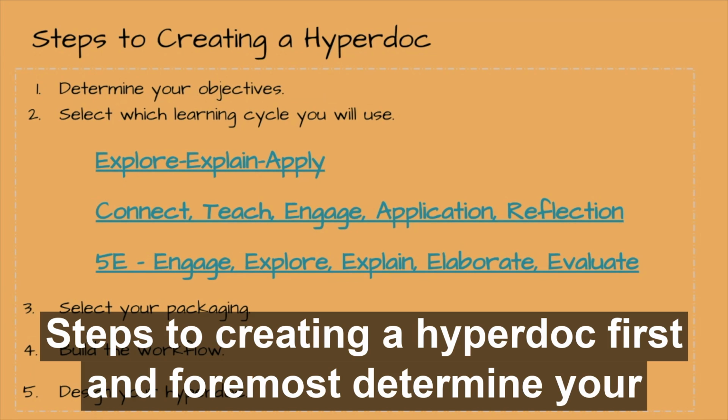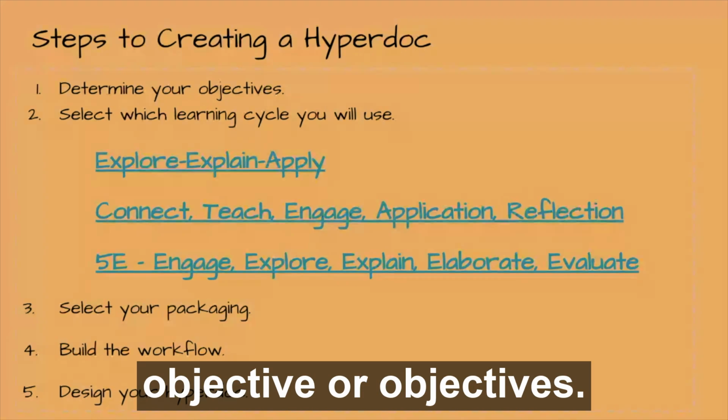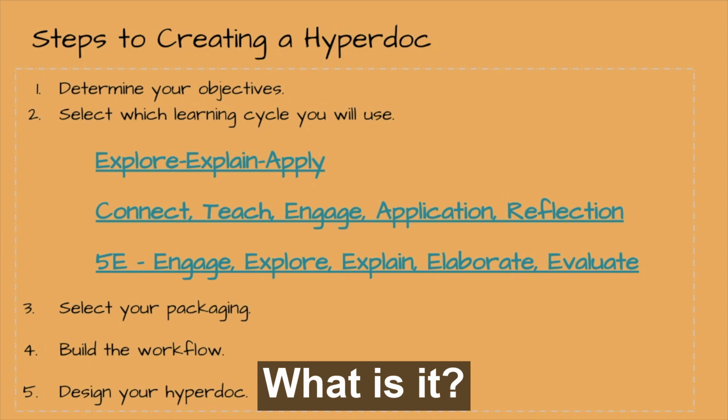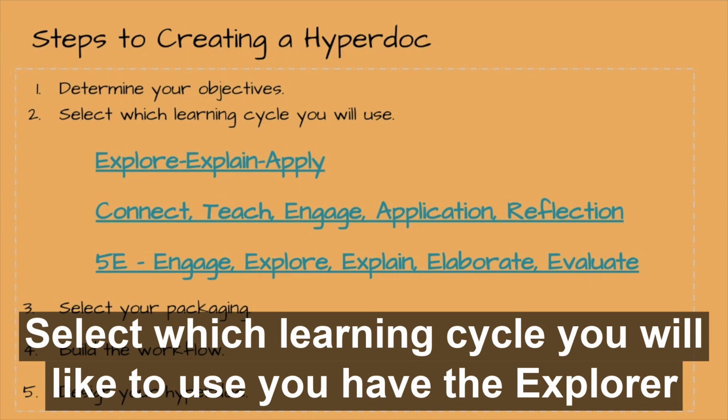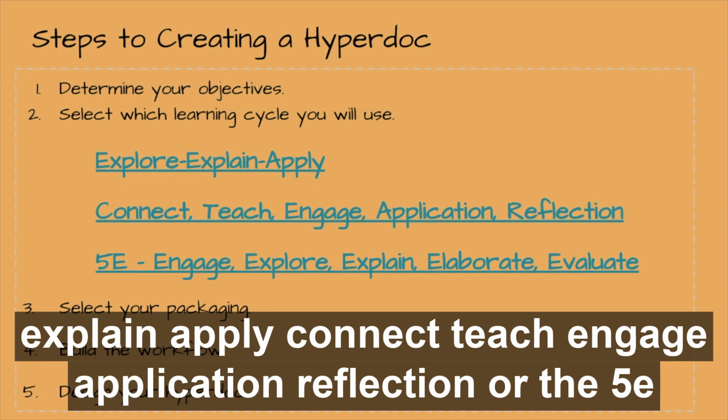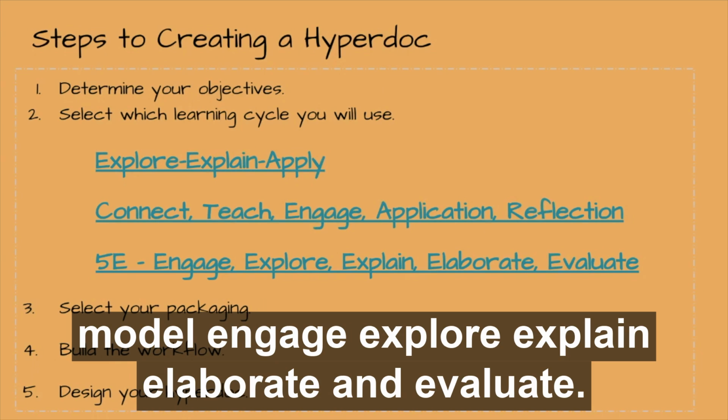Steps to creating a HyperDoc. First and foremost, determine your objective or objectives. What is it you want your students to learn? Select which learning cycle you would like to use. You have the Explore, Explain, Apply, Connect, Teach, Engage, Application, Reflection, or the 5E model: Engage, Explore, Explain, Elaborate, and Evaluate.